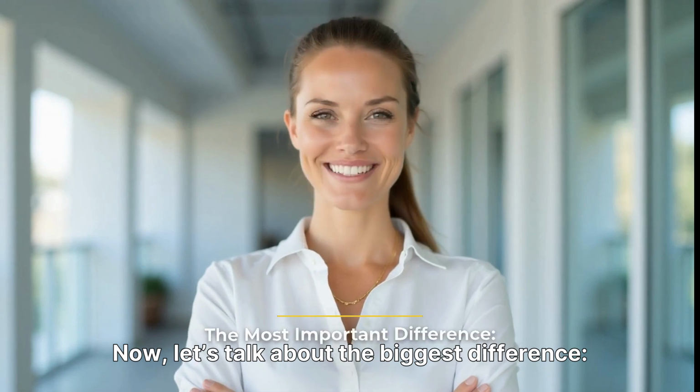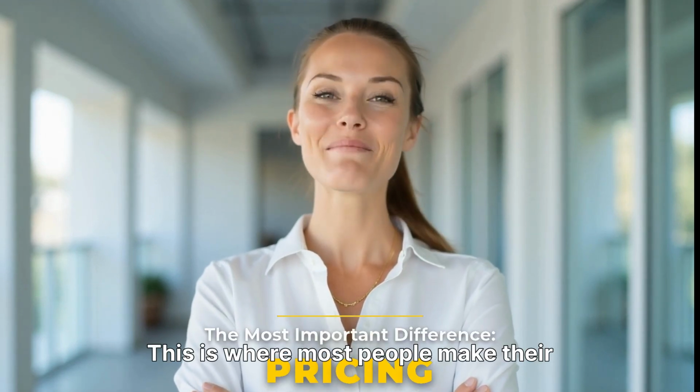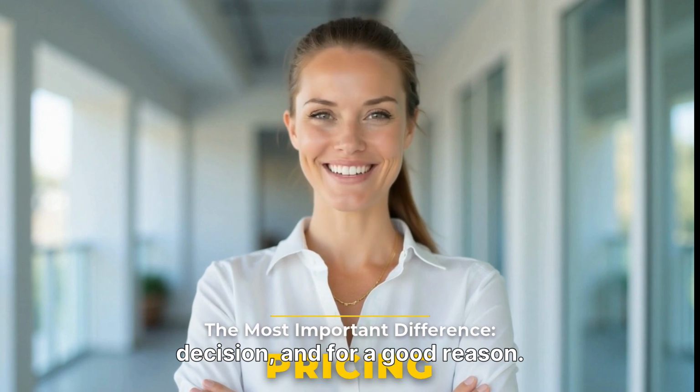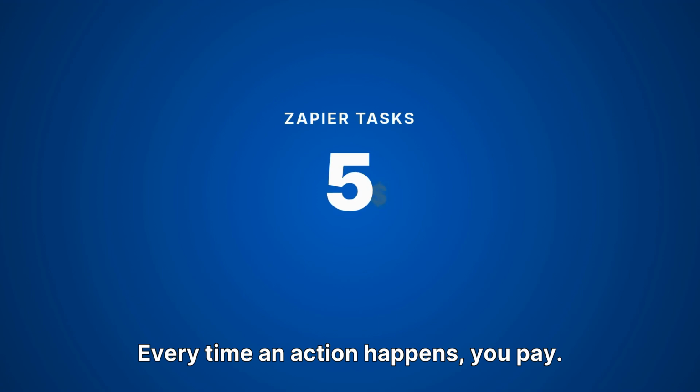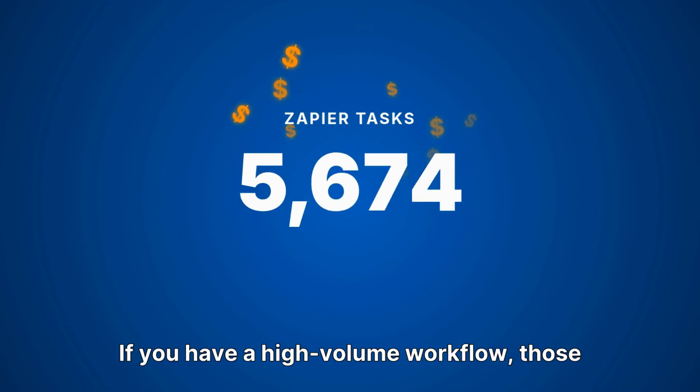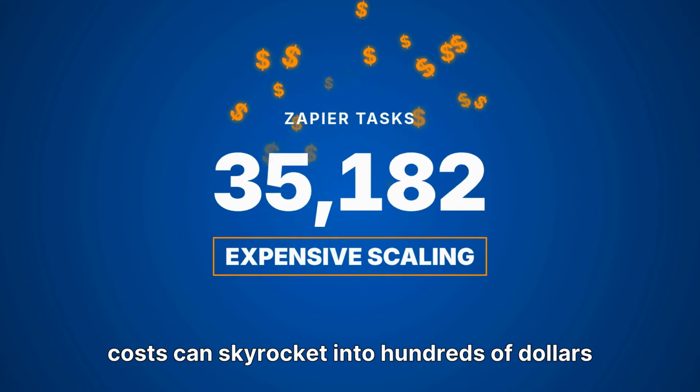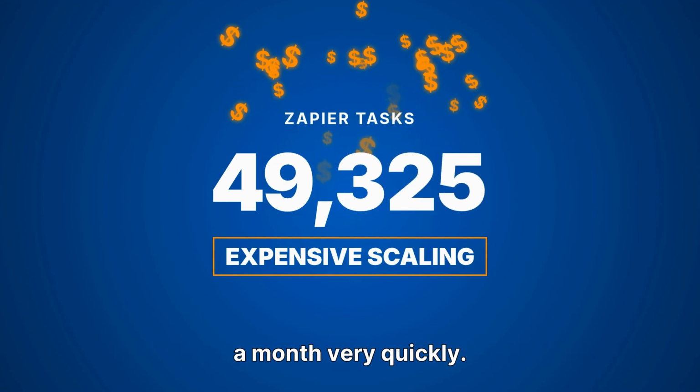Now let's talk about the biggest difference, the money. This is where most people make their decision, and for a good reason. The math is very different. Zapier charges you per task. Every time an action happens, you pay. If you have a high-volume workflow, those costs can skyrocket into hundreds of dollars a month very quickly.